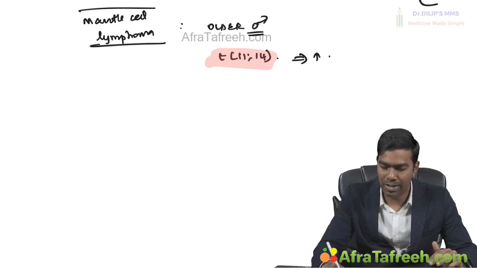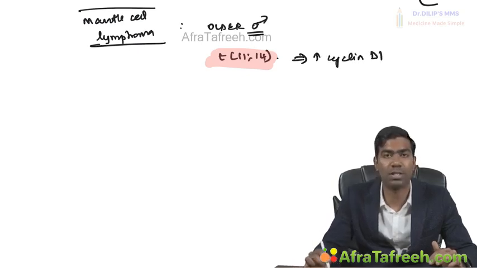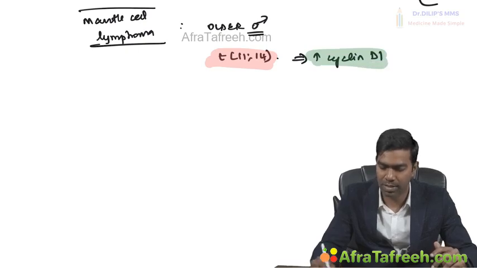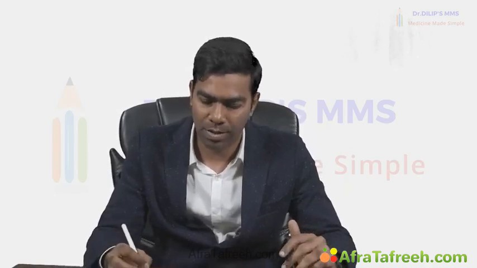This is going to increase cyclin D1 expression. Again, this is very important. That is why, in marginal zone lymphoma, as I told you sometime back, cyclin D1 is not expressed, which rules out mantle cell lymphoma. Cyclin D1 staining is also very, very important for diagnosing mantle cell lymphoma. It is seen in almost all cases of mantle cell lymphoma.